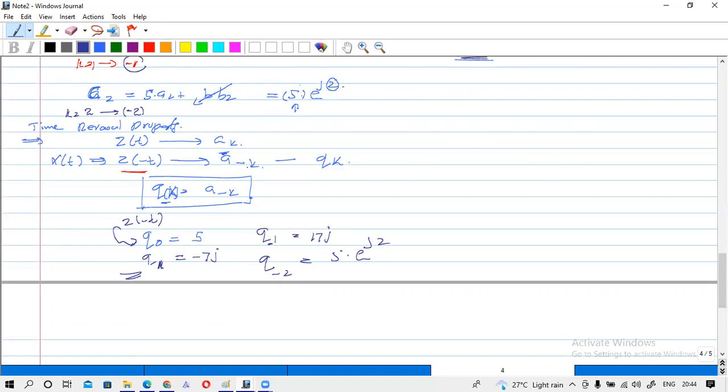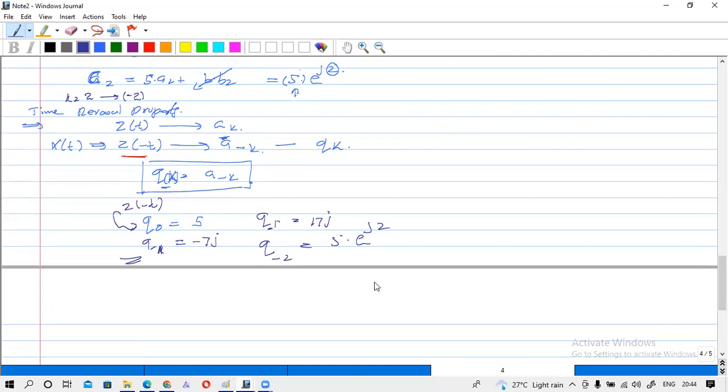You have to get the minus value here. So a minus 1, that means that will be q1, that is equal to 7j. So a1 should be related to a minus 1, so it is q minus 1, that is 7j, and here a2, so q2 is related to minus 2, and these are the coefficients. I think this is correct.